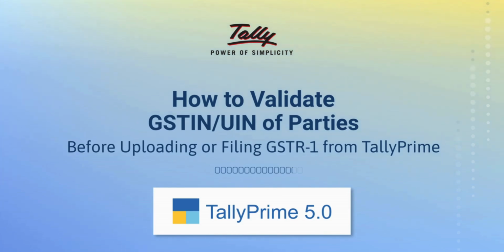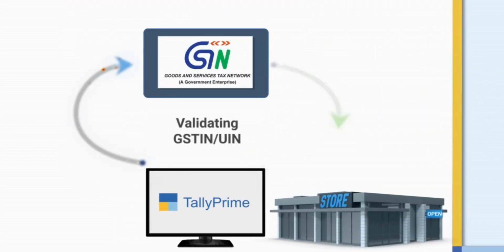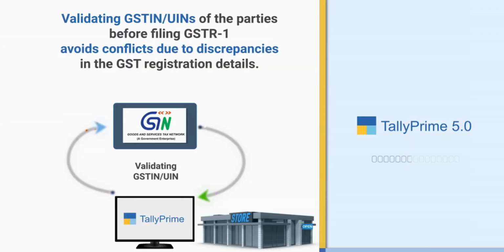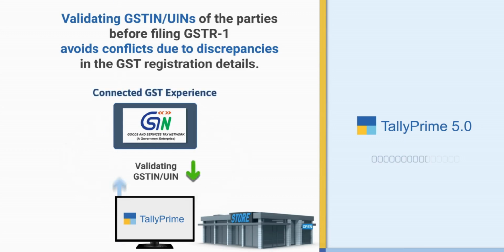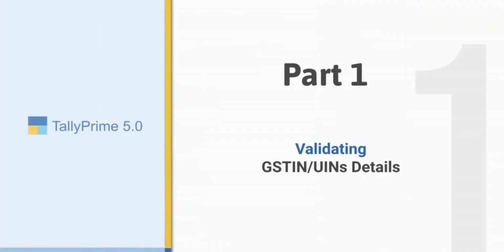In this video, you will understand the process of validating GSTIN UIN of the parties before uploading GSTR1 from TallyPrime. When you upload GSTR1, you need to ensure that the GST-related details of the parties are updated and true to the data on the GST portal. This avoids rejections due to discrepancies in the details. With the connected GST experience introduced in TallyPrime Release 5.0, you can easily validate multiple GSTIN UINs before uploading GSTR1. Let's see how to validate the GSTIN UIN details of parties.